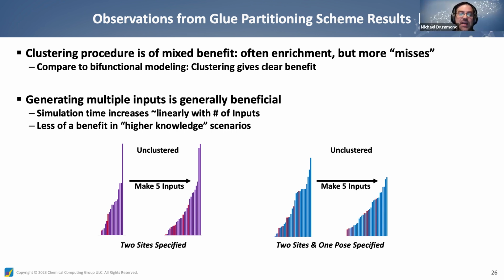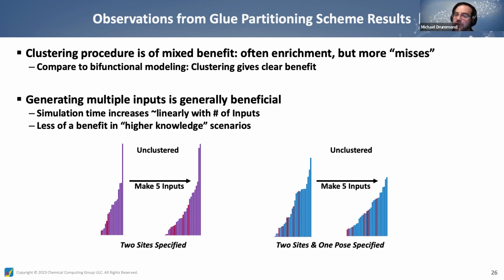What about multiple inputs? Generally, I would say it's a good idea. And here's a nice illustration pulled out from those bar graphs. Here you can see that our bars are going up, hit rates are getting better, and we're seeing more bars. So yes, running the multiple inputs generally is a good idea. However, it does take longer to do this, so if you're going to do this, I do recommend parallelizing it. It also shows less of a benefit if you're giving the simulation more information from the start.